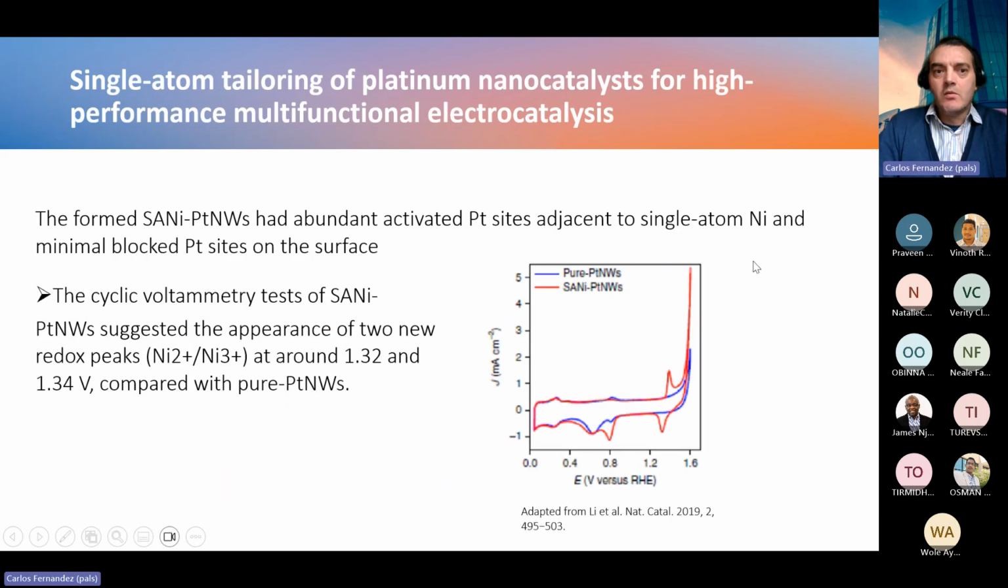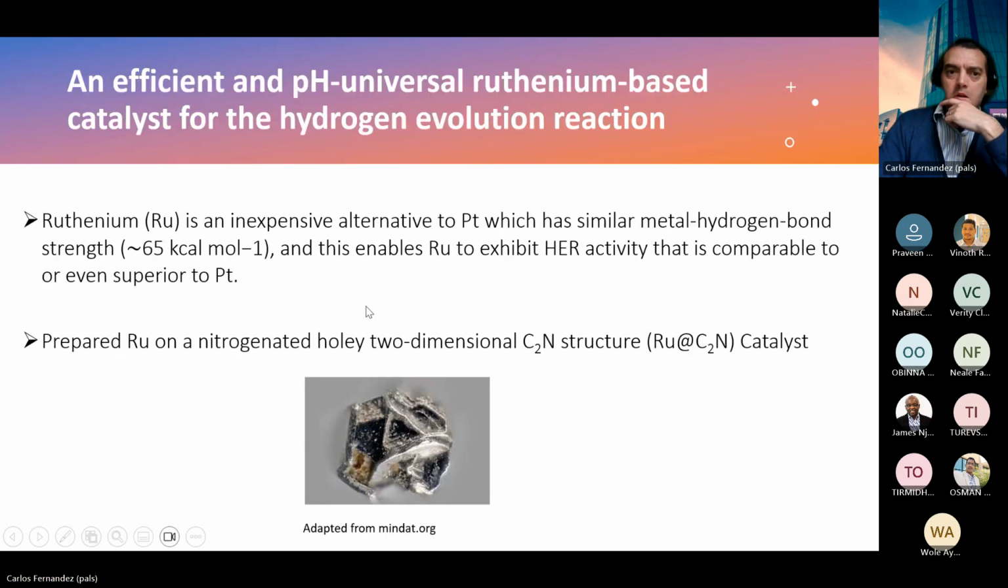And again, a fantastic system. As you can see, these are cyclic voltammograms showing the effectivity of that particular system. The other one, quite interesting, again uses platinum and another element, ruthenium, another type of inexpensive alternative to platinum.